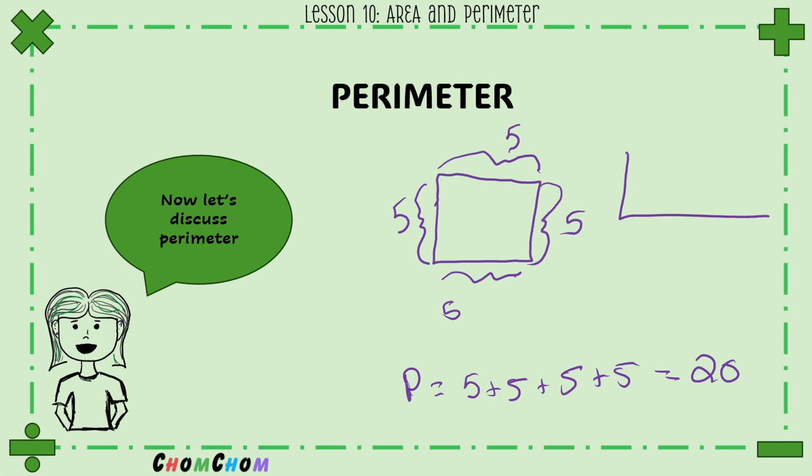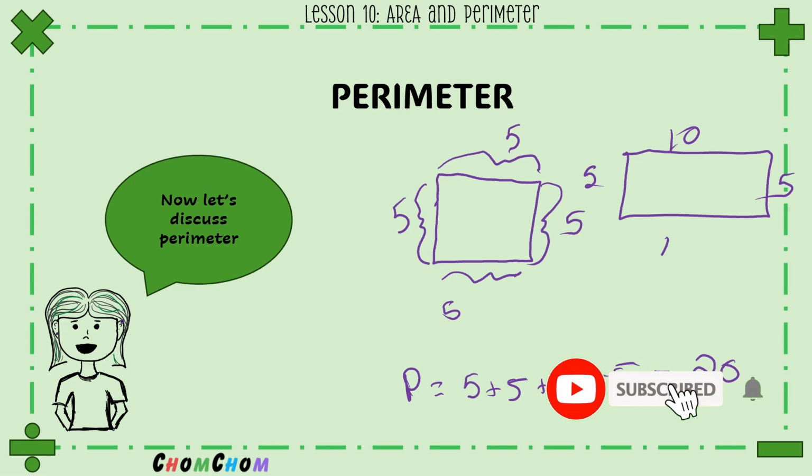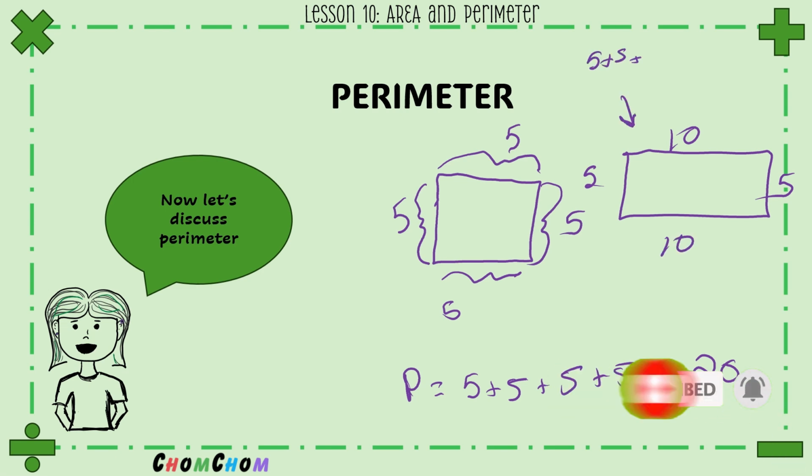So say we have our rectangle again. Say we have 10, 5, 5, 10. So we end up with 5 plus 5 plus 10 plus 10 equals 30. Alright, does that make sense? I hope so.